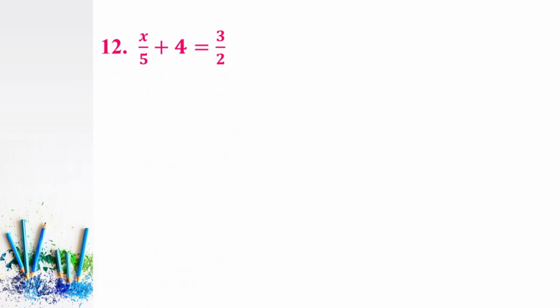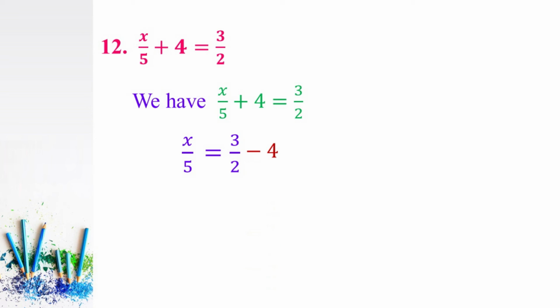Next question. x by 5 plus 4 equal 3 by 2. Now we write x by 5 on left hand side equal 3 by 2. Transposing plus 4 from LHS to RHS. We can change the symbol. Plus 4 will get a minus 4. Here 3 by 2 minus 4. So we can take the LCM.